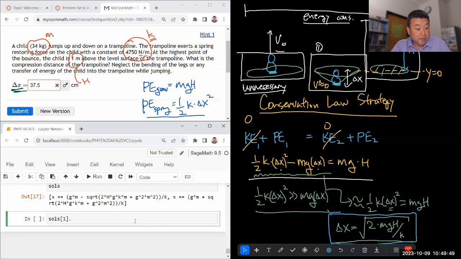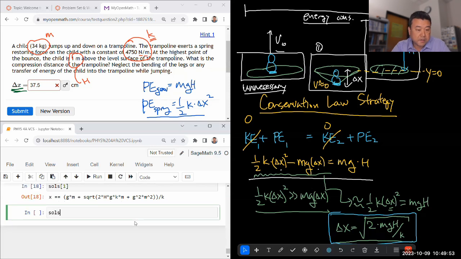And let me plug in the numbers. This is the solution that I'm going to work with. Let me substitute in the numbers. Mass is 34 kilograms.